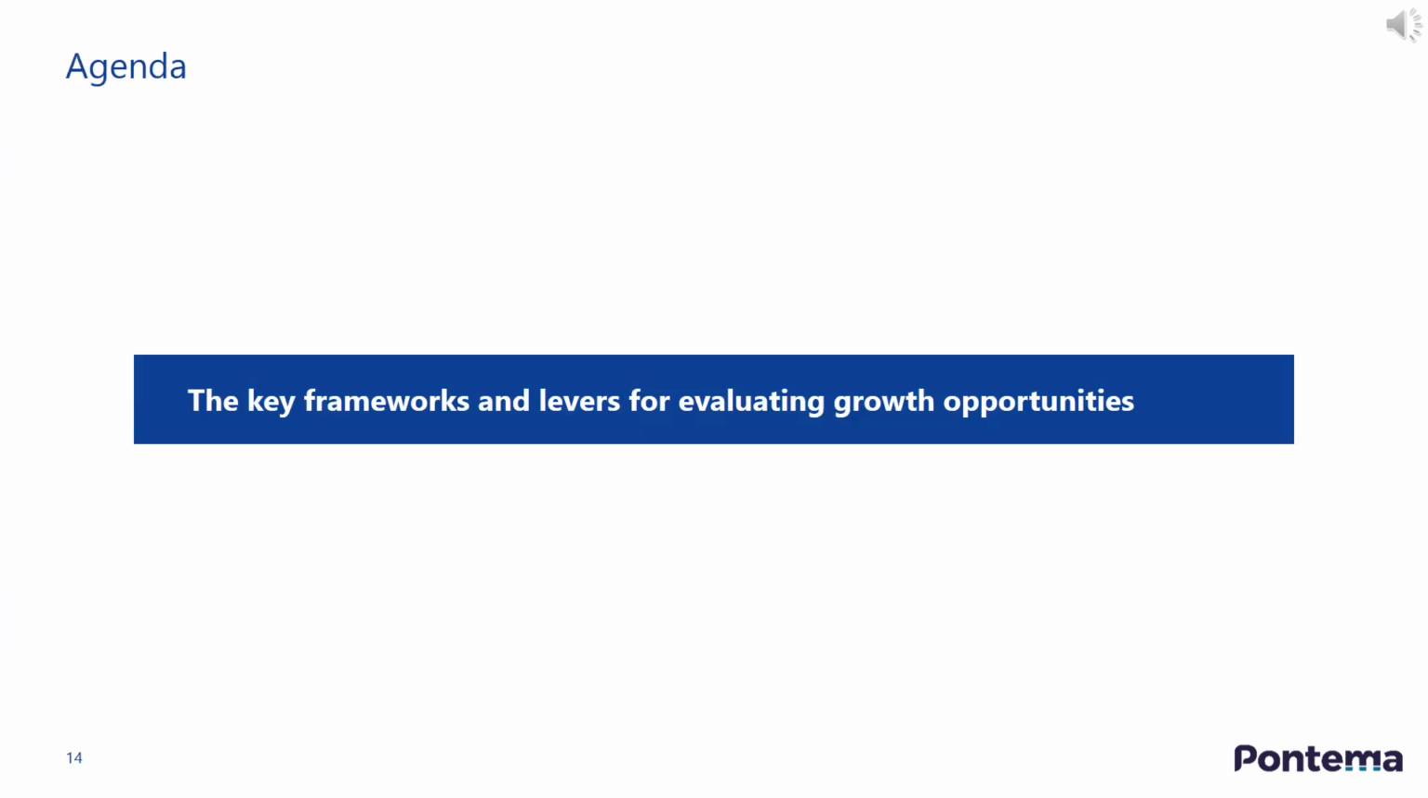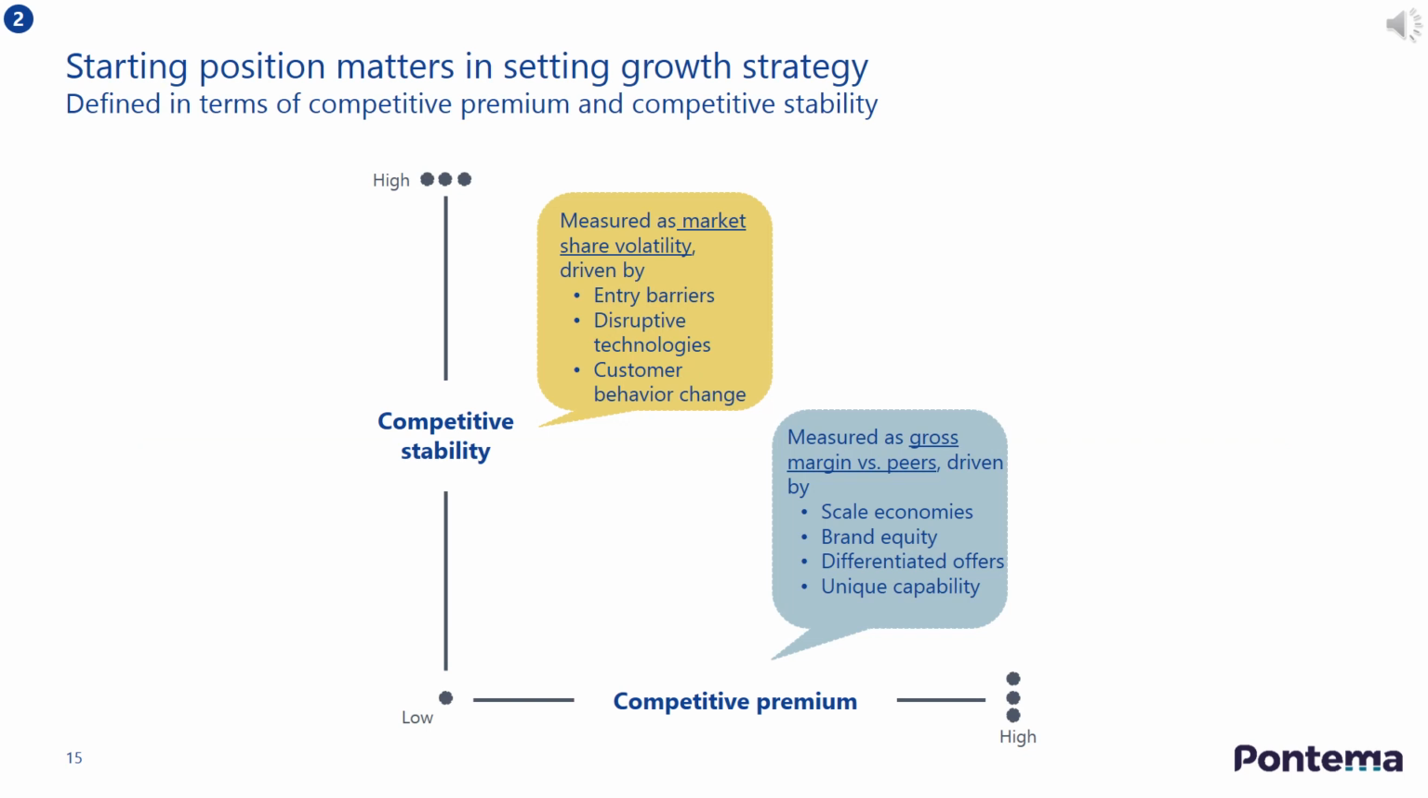In this second section of the lesson, you will look at the key frameworks and levers for evaluating growth opportunities. So, how do uphill growers do it? What is their probability of success? What moves did they make? And what are the patterns that emerge?